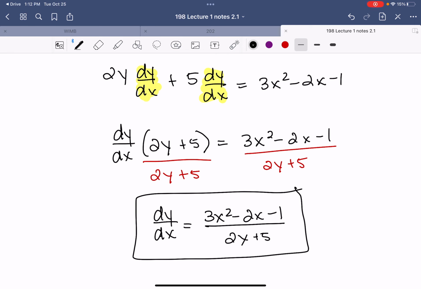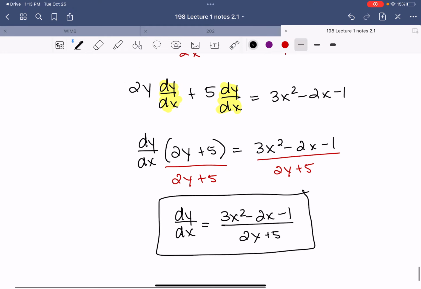Now notice that my derivative is in terms of both x's and y's. And so if you're going to find a value, suppose you want the equation of the tangent line, you're going to have to plug in your x value and your y value in order to find the slope of the tangent line, which is represented by the derivative.